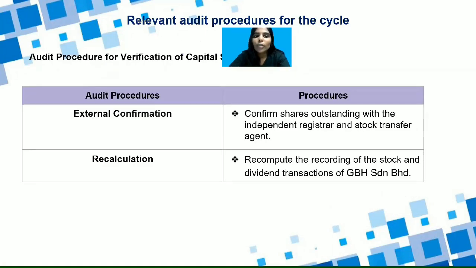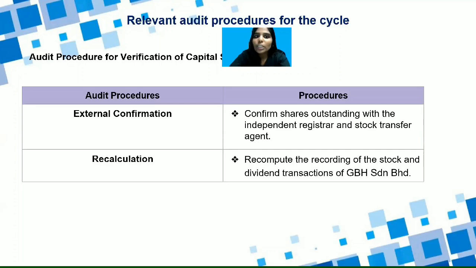So external confirmation represents audit evidence obtained by the auditor as a direct written response to the auditor from a third party, I mean the confirming party, in paper form or by electronic or other media. So the number of shares issued and outstanding on the balance sheet date may be confirmed by direct communication with the independent registrar and stock transfer agent.